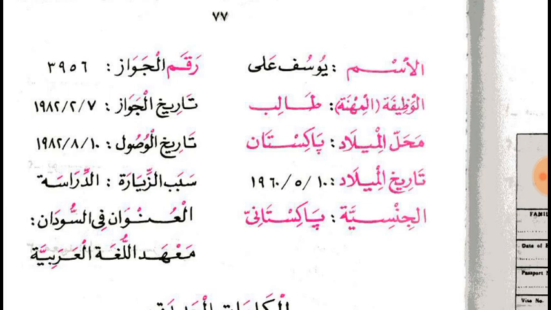3956. So 3 is called Thalatha. Thalatha Alf wa Tisu Mia wa Sitta wa Khamsun. It is very easy. Where is Sitta, sir? Sitta means 6. 3956. Sitta means 6. Got it.